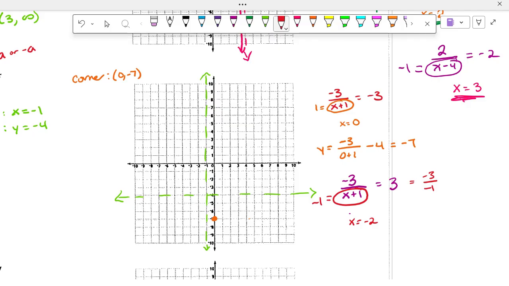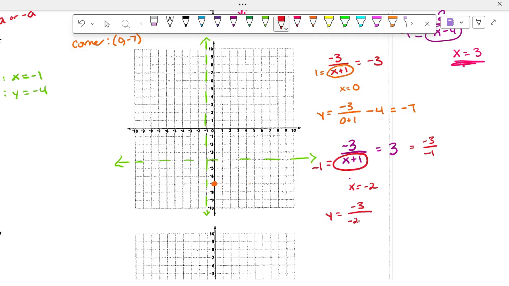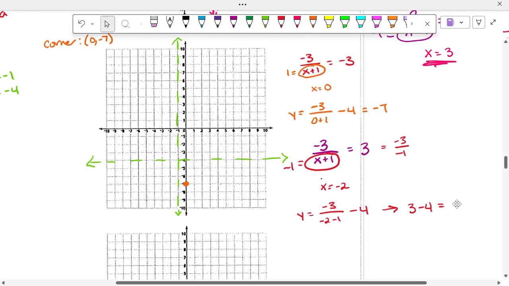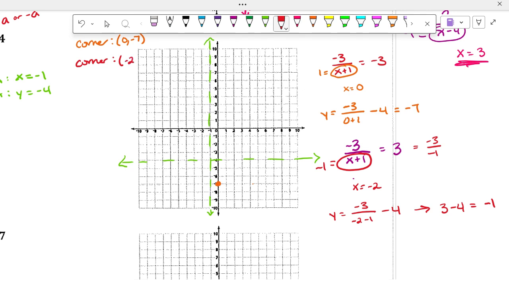Now, since we found the x value that works, now we need the y value. So the y value is when we use the whole function. So we get y is equal to -3 over -2 plus 1, minus 4. So that's going to be the same thing as 3 minus 4, which is what? -1. So our other corner is at -2, -1. So right here.